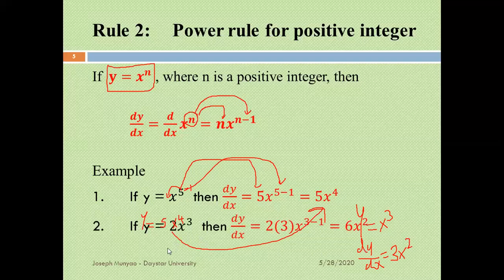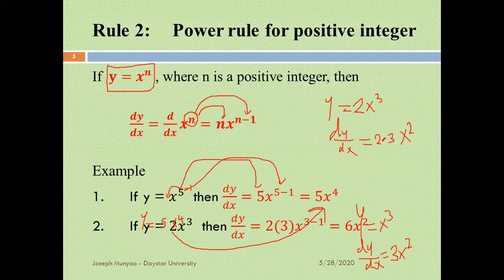I have another one there, which can still show you that if I have y is equal to 2x to the power 3, it means that dy dx is equal to 2 times 3x raised to 2. I reduce it by 1. So this gives me the product 6, then x squared. So this power of mine multiplies that number there, and I reduce it by 1.